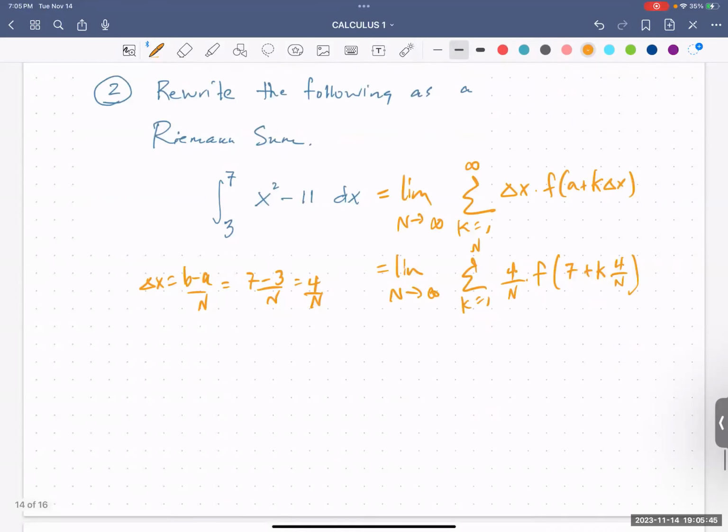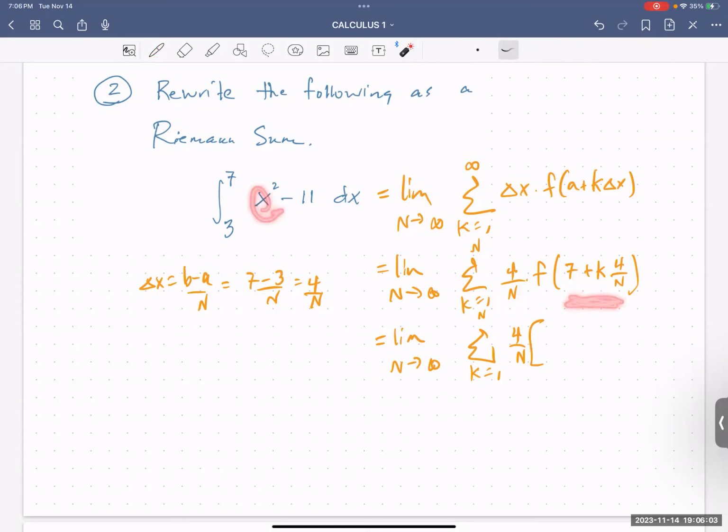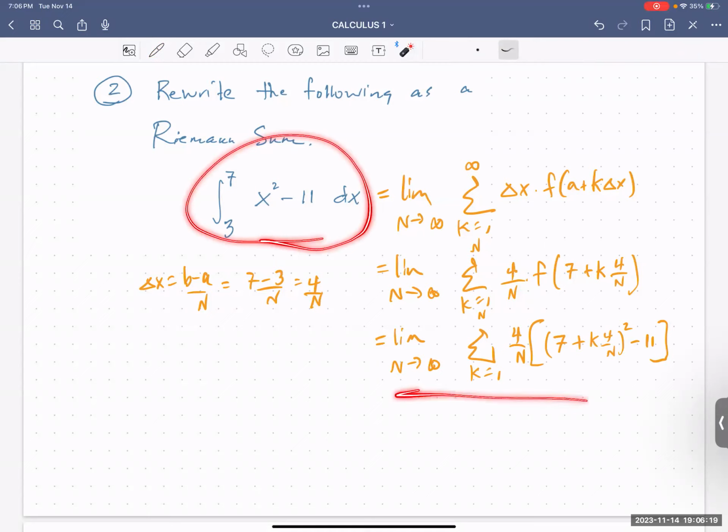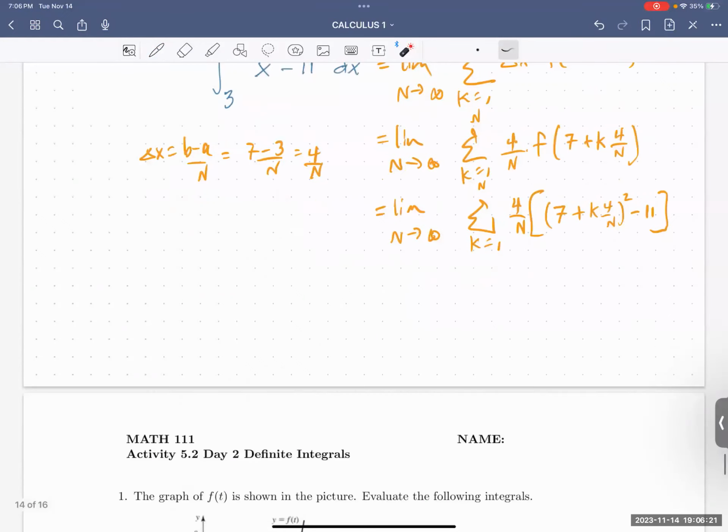So that's part of it, but then you can put this into the function. We'd have limit n to infinity, sum 1 to n, 4 over n times, if we put this 7 plus k 4 over n into there for the x, we would have 7 plus k 4 over n squared minus 11. There we go. Now we're saying that integral is equal to this Riemann sum. All right, let's keep going.